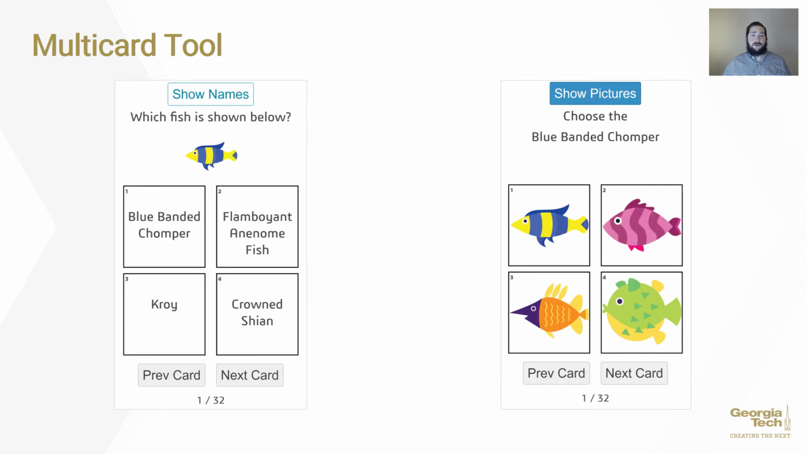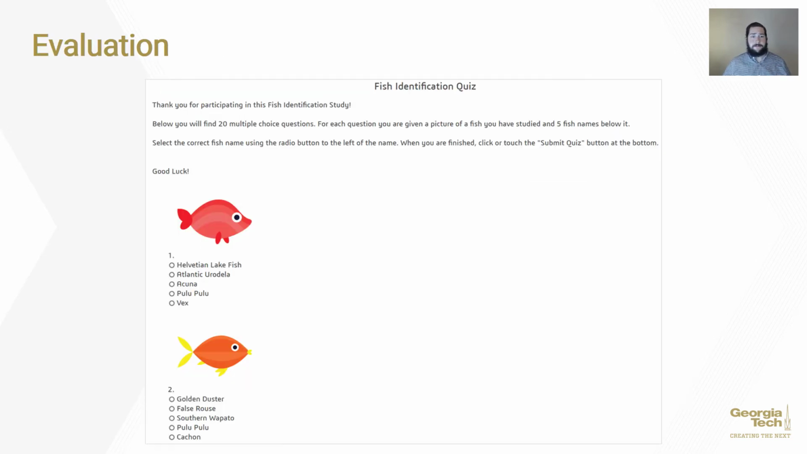This is a multicard tool showing the mode where the volunteer is asked to name the fish shown and then identify the fish by name. When volunteers selected one of the options, it would highlight green if the answer was correct, otherwise it would turn red. Volunteers could select a new choice as many times as they wanted in order to get the correct answer.